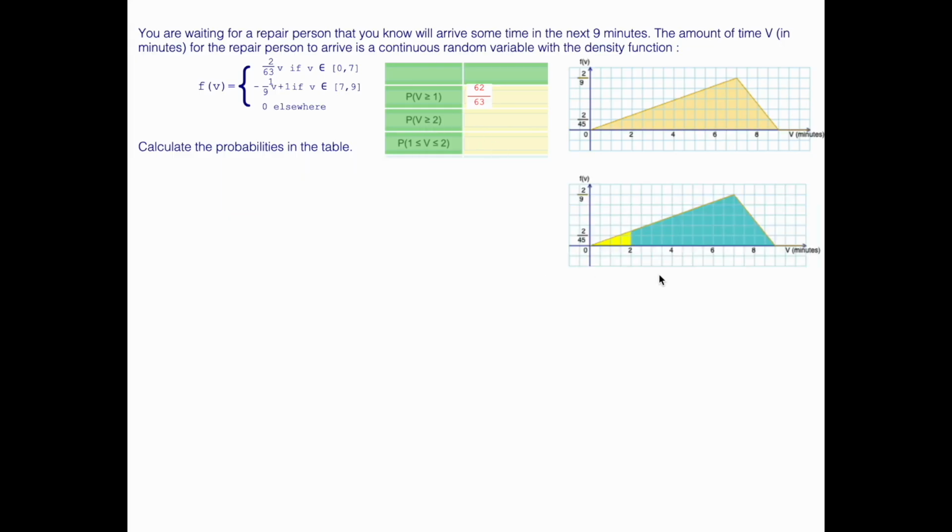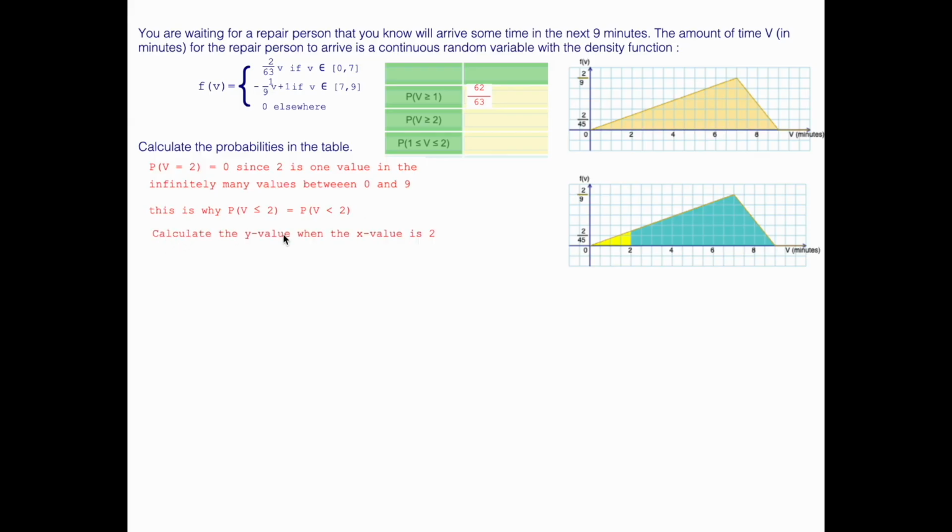We're going to make another triangle at 2. Let's figure out the area of this triangle, then we'll figure out the area of the blue region, which is when the probability of v is greater than 2. The probability that v is equal to 2 is 0, since 2 is just one value in the infinitely many values between 0 and 9. And this is why the probability that v is less than or equal to 2 is the same as the probability that v is less than 2.